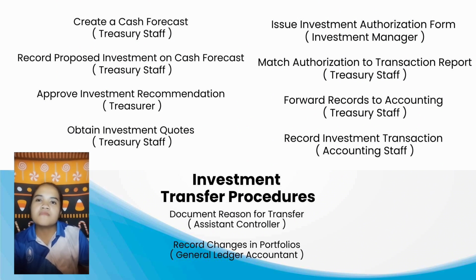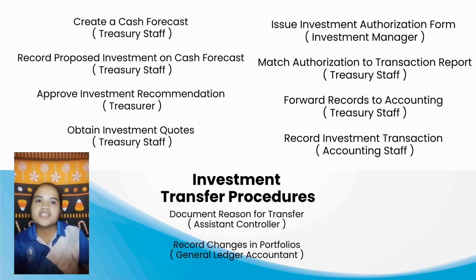Next, match the authorization to the transaction report. The treasury team verifies and matches the details provided in the investment authorization form with the transaction report, ensuring accuracy and consistency before proceeding. Next, forward records to accounting. Once the match is confirmed, the treasury staff forward the validated records and necessary documentation to the accounting department for further processing.